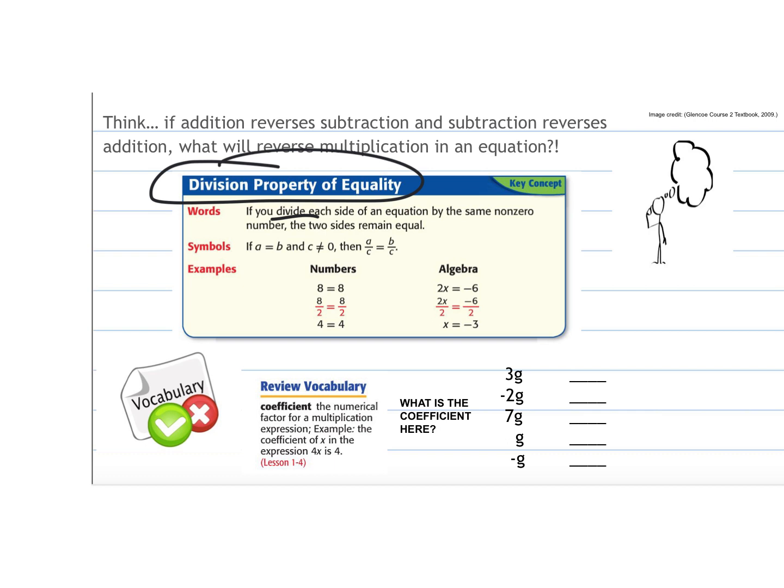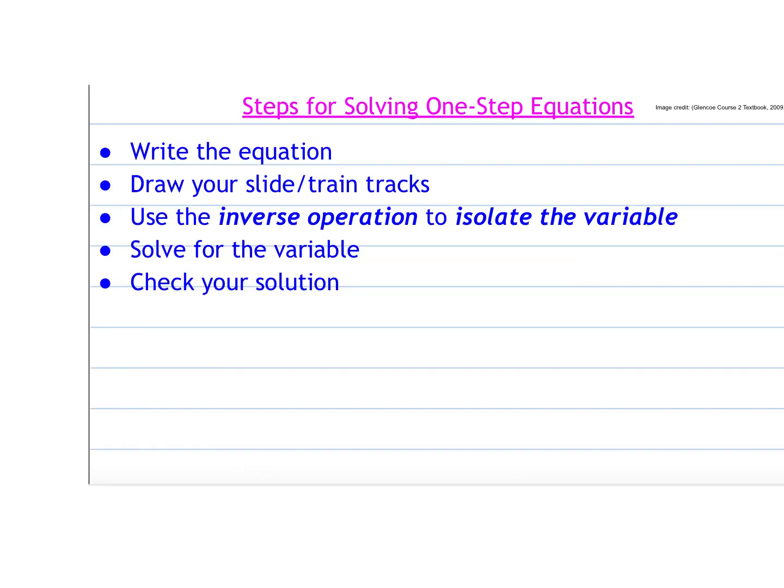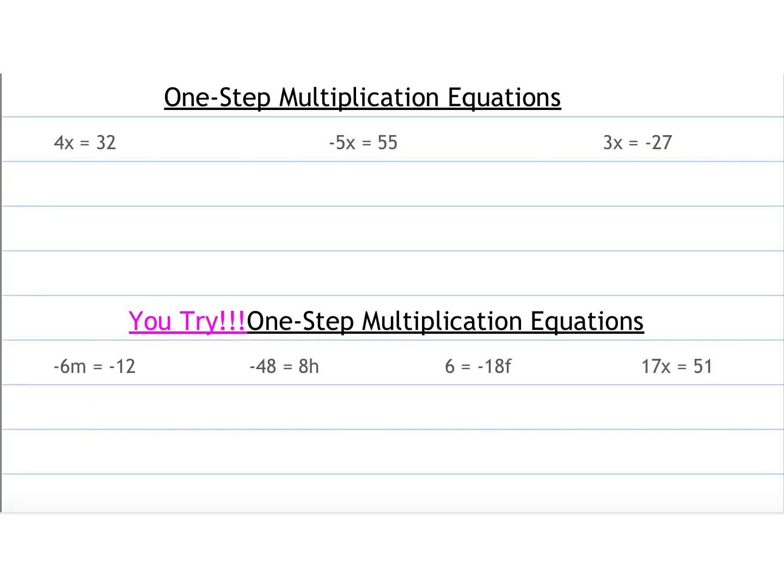Going back to our solving equations, remember whatever we do to one side, we have to do to the other side. This is just a reminder of the steps for solving one-step equations, the exact same steps that you wrote down in the adding and subtracting equations notes video. But if you don't have it in your notebook, take a second and write it down. Otherwise, find it and star it so you can go back to it. We write the equation, we draw the train tracks, isolate the variable, solve for the variable, and then we always check. Let's do some problems together.